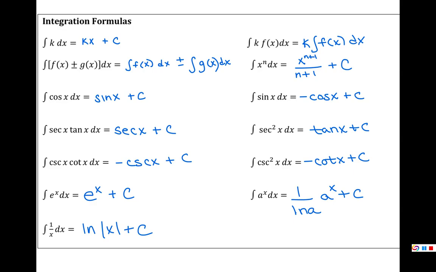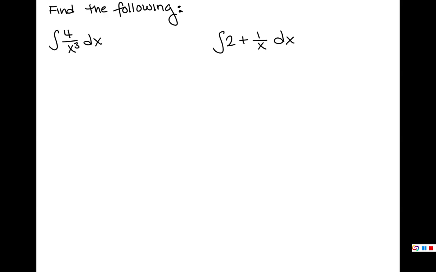All right, so let's just do some practice. Let's practice using these formulas to find antiderivatives. So let's find the following. We are going to find the antiderivative of 4 divided by x to the third. Let's do that one first. So I really want to use the power rule, that x to the n rule. And so I'm going to bring the x to the third to the top and write it as an x to the negative 3. Now I can use my power rule, and that constant, the 4, stays there.